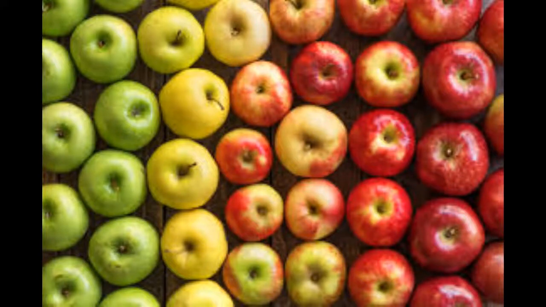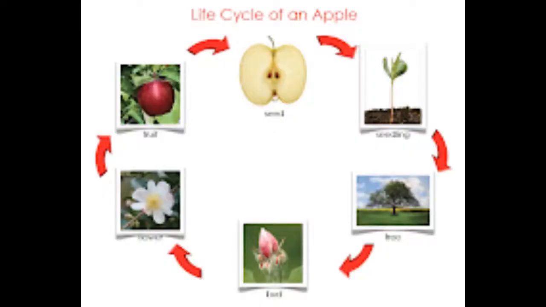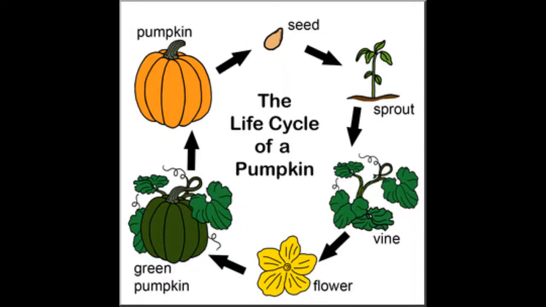For my unit plan, I chose apples and pumpkins since, as a kindergarten teacher, this was our upcoming unit, and it also hits on many of our standards of life cycles and nature and fall, and it just fell right into our pacing guide. So I did apples and pumpkins, and we chose to teach about the life cycle of an apple. We chose to teach the life cycle of a pumpkin.